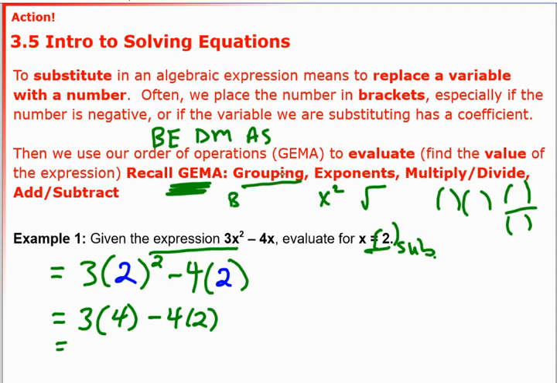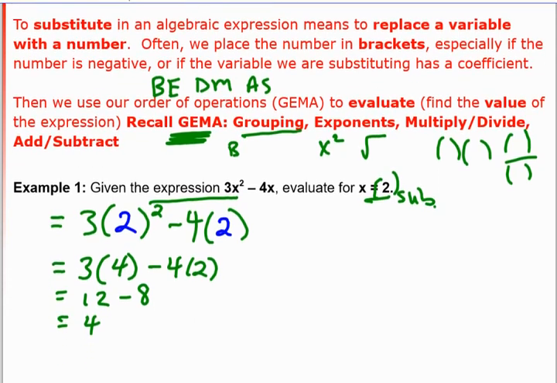Okay, so we've done grouping, we've done exponents. Now we do multiplication and division. So we have 2 things we could do at the same time, separately. So 3 times 4 is 12, and negative 4 times 2 is negative 8. And then we're done all the multiplication and division. Now we can do the add or subtract. And we have 4. Okay, so if x was 2, then our solution would be 4, whatever that expression means.